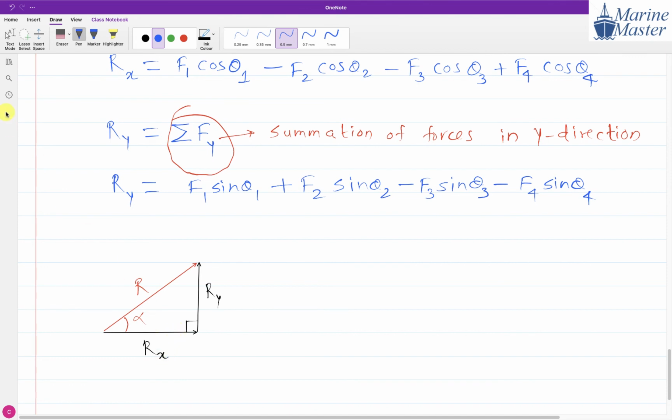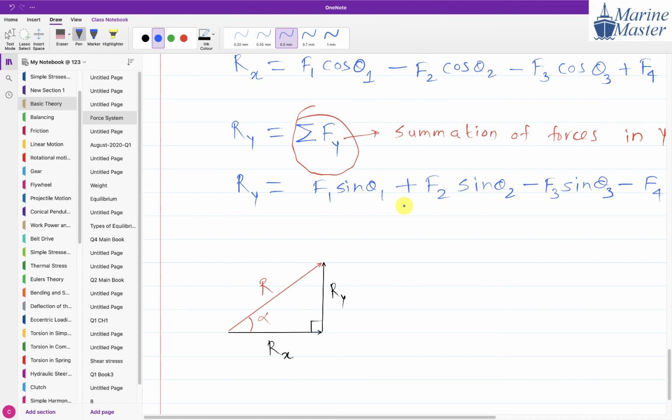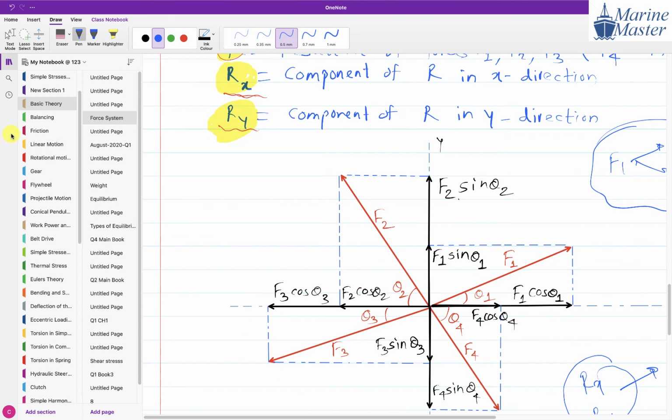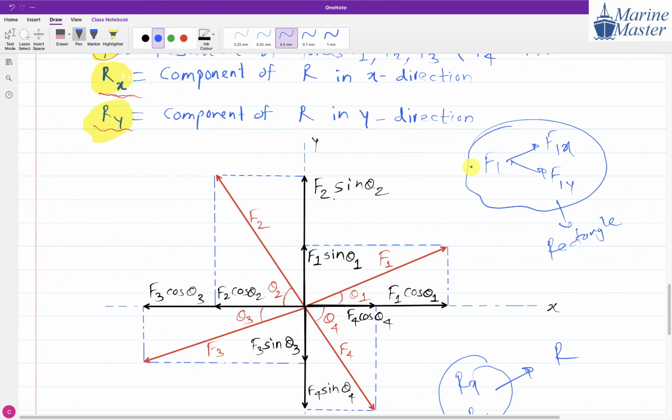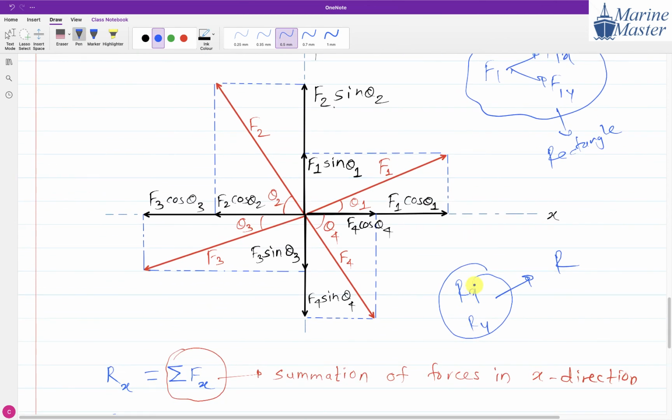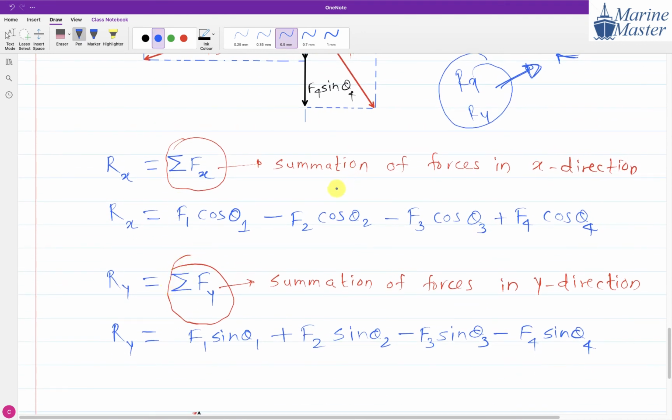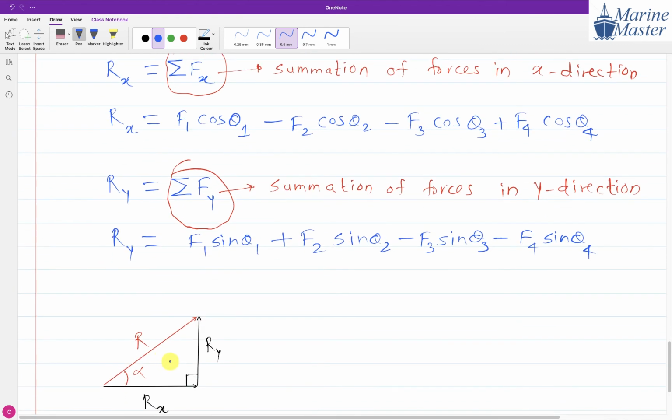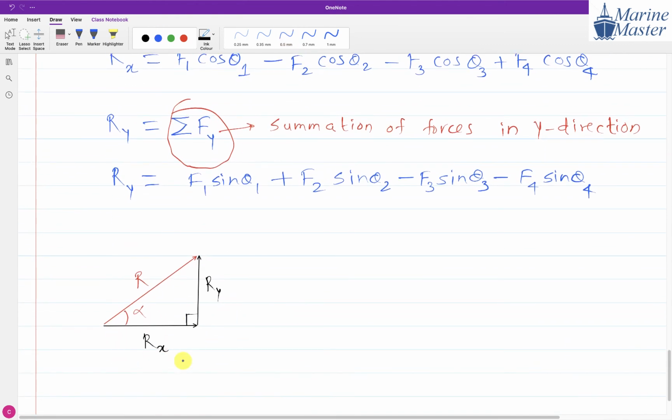From a given force to its components, which way will we prefer? The rectangular way. And from the components of a force, here we have Rx and Ry, which way will we use? We will prefer the triangle way. And then by Pythagoras theorem, what will be our R?